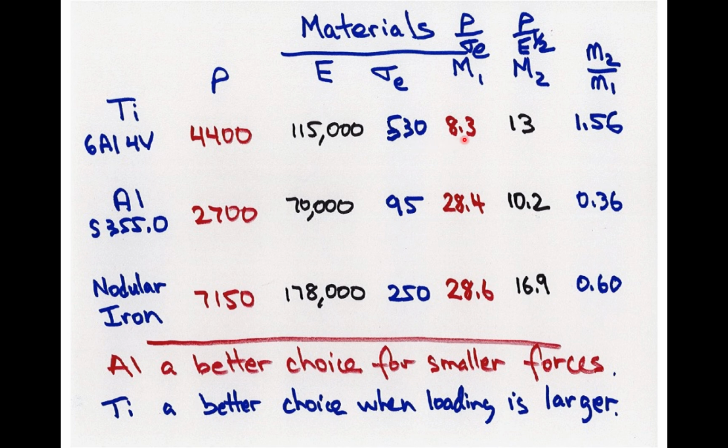So M1, specifically for this titanium alloy, 6 aluminum, 4 vanadium. It's a fairly common titanium alloy, so it's not pure titanium. M1 is 8.3, M2 is 13, and we have a ratio of about 1.6. So it's not exactly 1.8, but it's pretty close, and we'll see how that fits in.